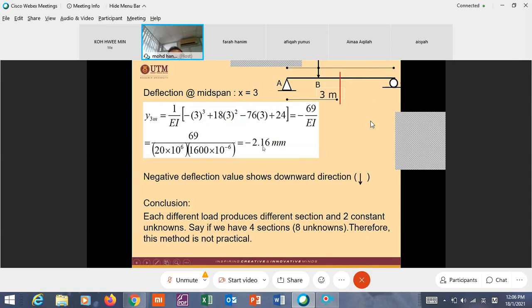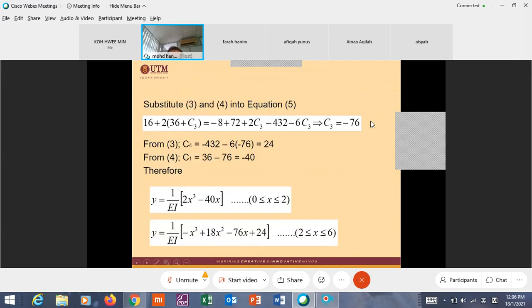If you substitute x equal to 3 here, it will give you a crazy answer. Minus 2.16 millimeter. Why? When it is minus, this is an indication of downward deflection. So this is about the double integration method.